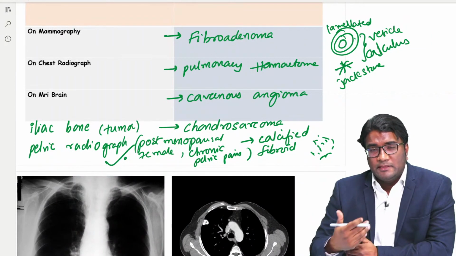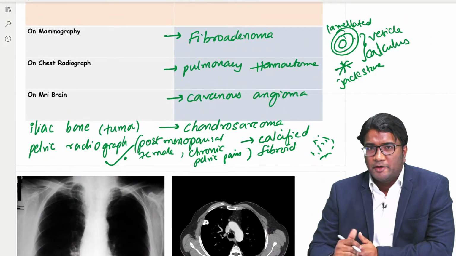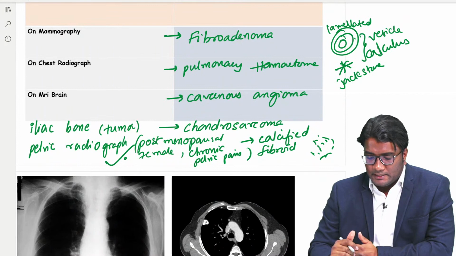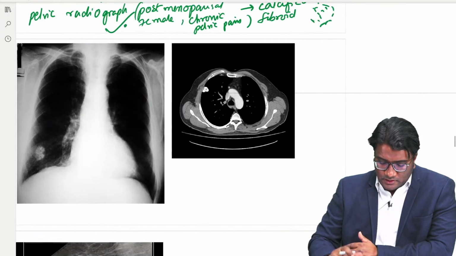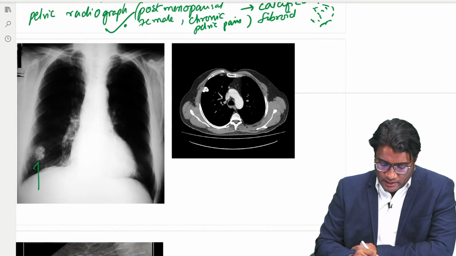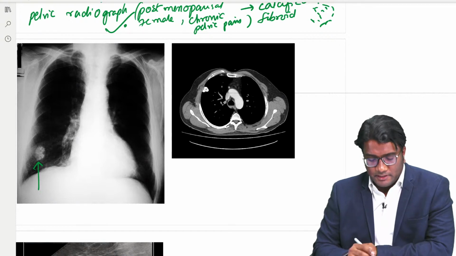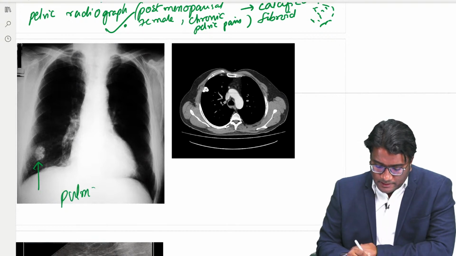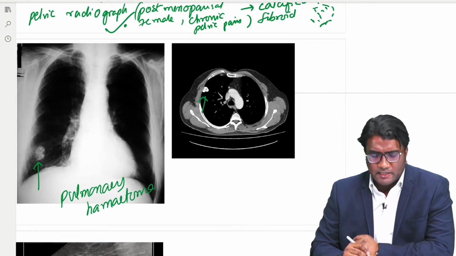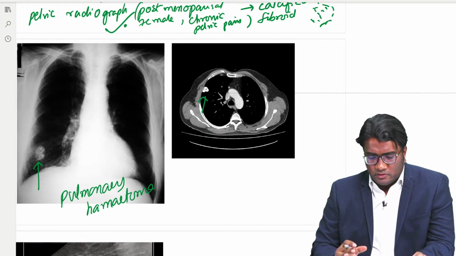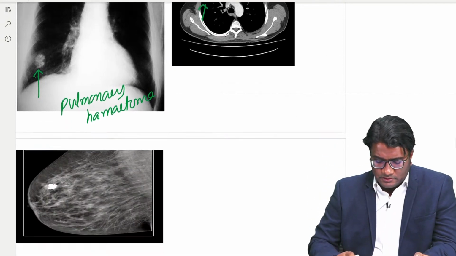Popcorn appearance in the lung is pulmonary hamartoma. Okay. Next. So this is how we have the chest radiograph in the lung showing a popcorn appearance. So this is pulmonary hamartoma. I hope all of you have got this right. Very standard questions, right? I don't expect anybody who has put in little effort to miss out on this. Okay, pulmonary hamartoma.